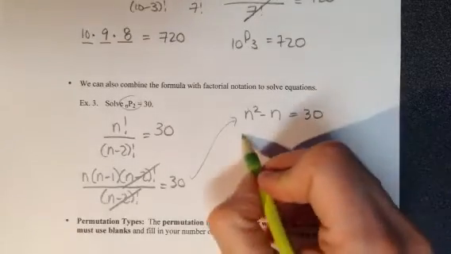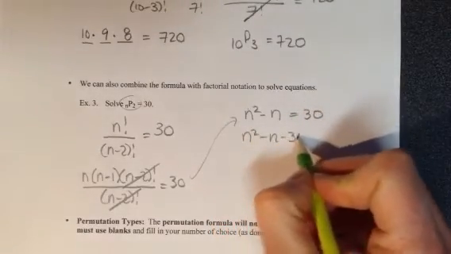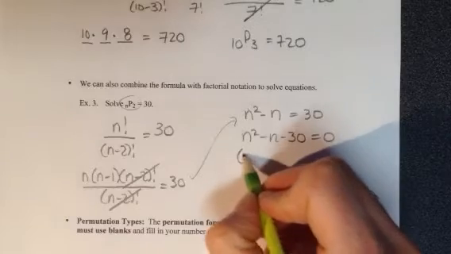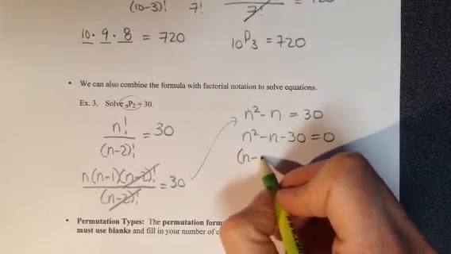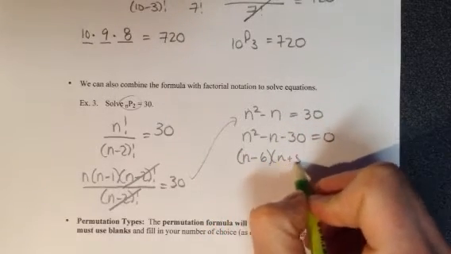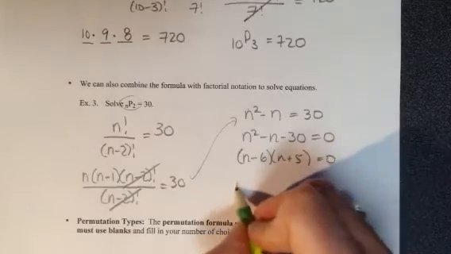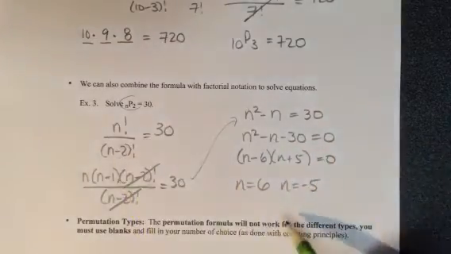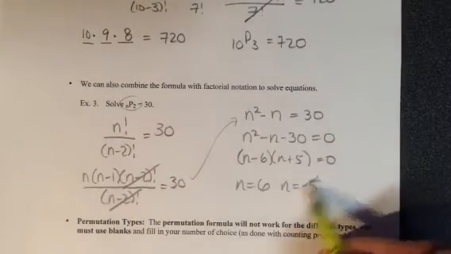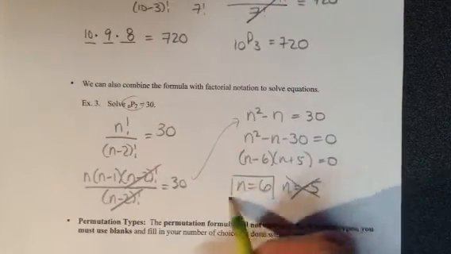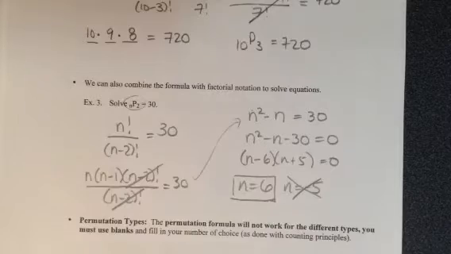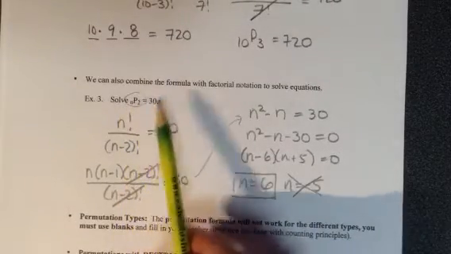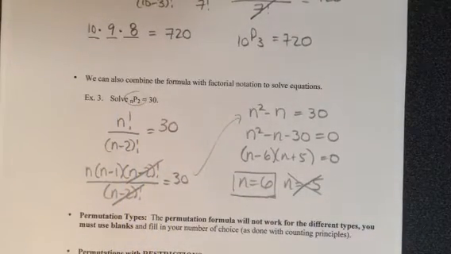I'm going to bring everything over to one side. I now have a quadratic that will easily factor for me. n minus 6 and n plus 5. That's going to give me n equals 6 and n equals negative 5. And as we know, you can't choose 2 from negative 5, so this is going to disappear and you're left with an n value of 6. So if you had 6p2, it would give you a value of 30.